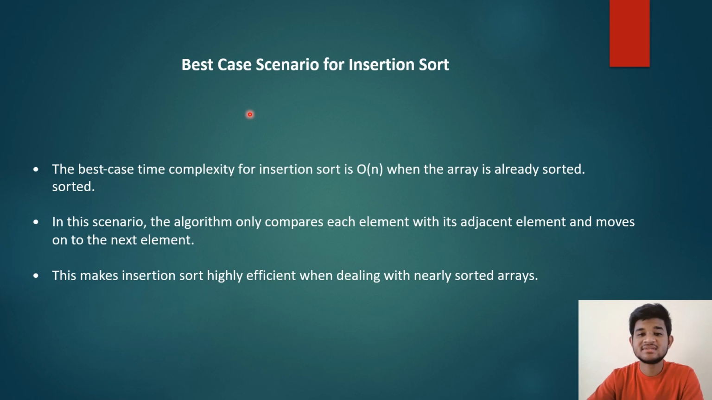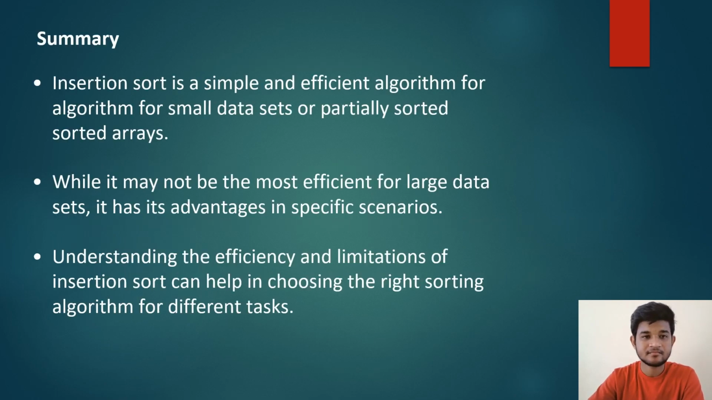Now let us see the best case scenario for insertion sort. The best case time complexity for insertion sort is big O of n when the array is already sorted. In this scenario, the algorithm only compares each element with its adjacent elements and moves on to the next element. This makes insertion sort highly efficient when dealing with nearly sorted arrays.